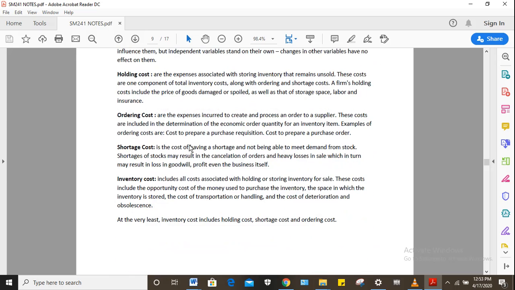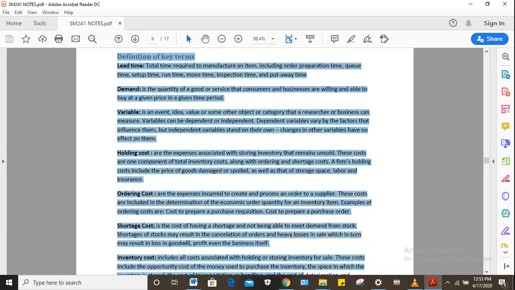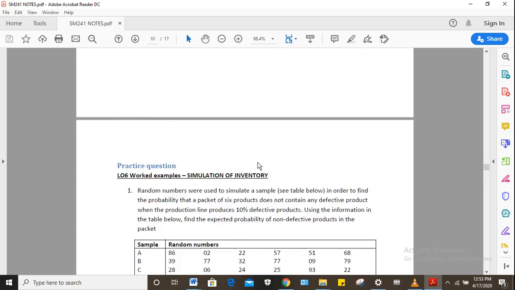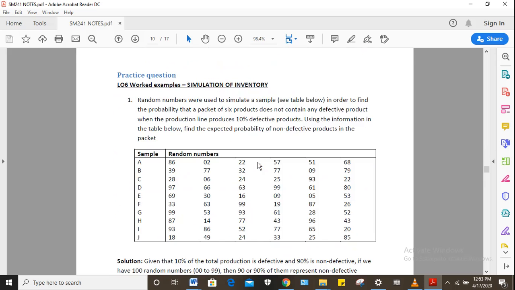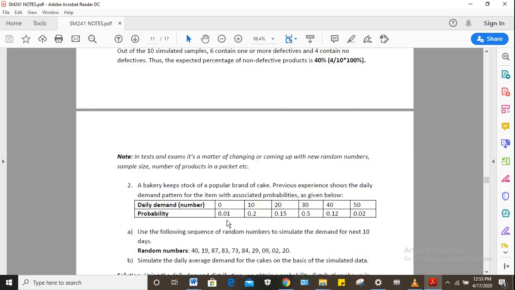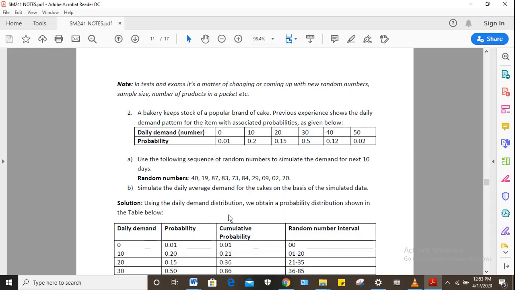You need to be able to define these terms. Many of you have already defined them. You did very well. So I won't spend much time on that. What I'm going to focus on is the example for inventory simulation. Not example 1. That one you can do on your own during your spare time. It's a very straightforward one. The answers are there. I just want to emphasize the one that will always appear in your tests and exams.